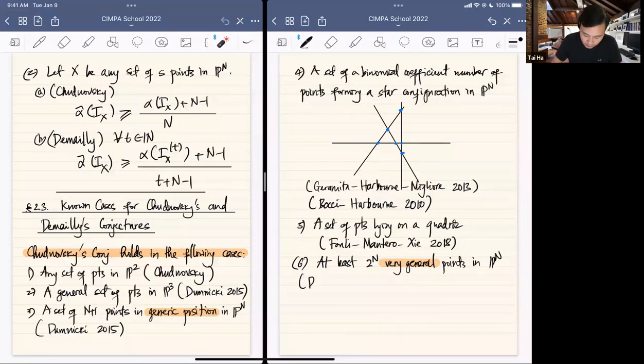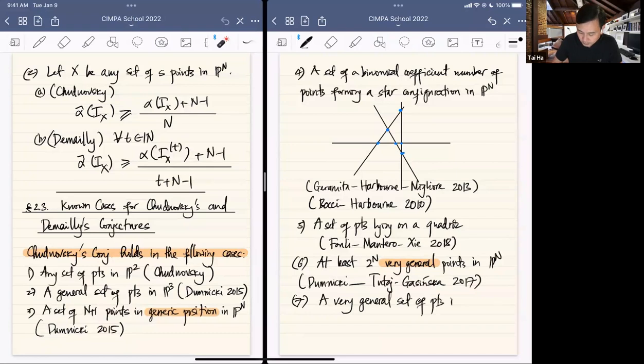This is a result by Dumnicki and Tutaj-Gasinska in 2017. And any very general set of points in Pn. So this is a generalization, or not generalization, but an extension of the previous results. We're getting rid of the condition that you have to have many points.